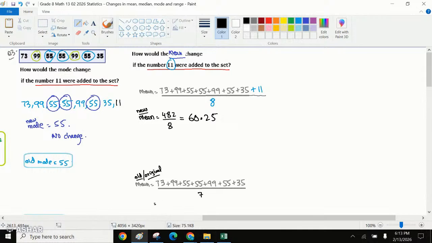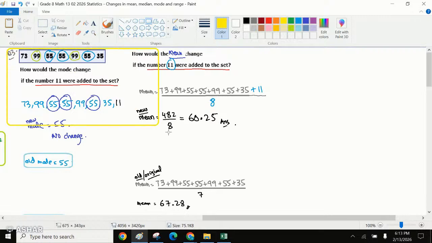482 minus 11, 471 divided by 7, it was 67.28. Okay, the older mean was 67.28 and the new mean comes out to be this, our final answer. Agreed?